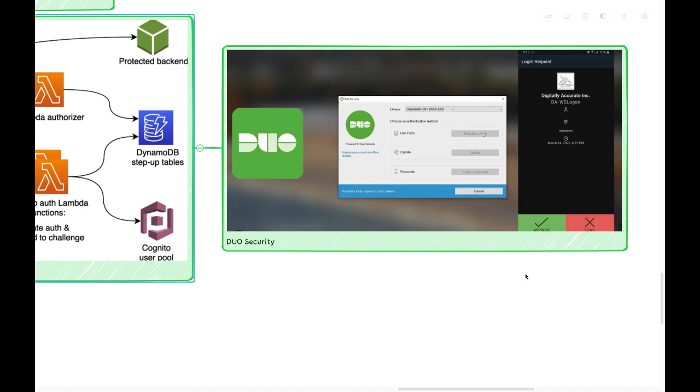It assesses the risk associated with user access attempts by analyzing various factors such as the user's location, device used, and behavior patterns. Based on the risk level, Duo can prompt for additional authentication factors, like a push notification to the user's mobile device, a biometric scan, or a one-time passcode.